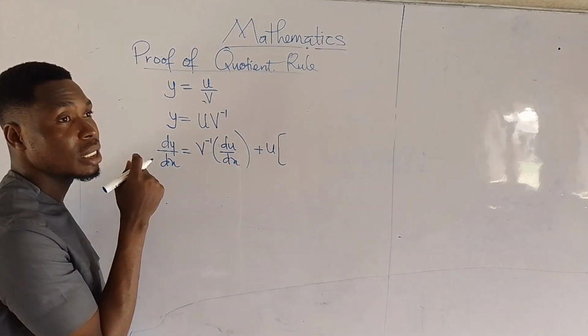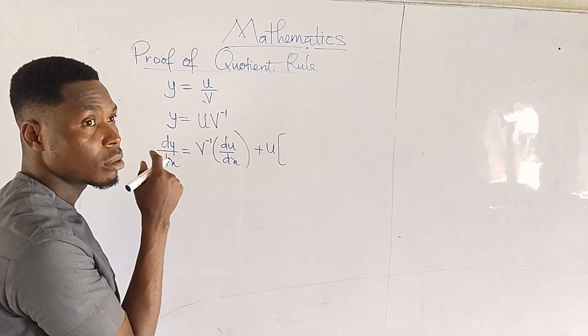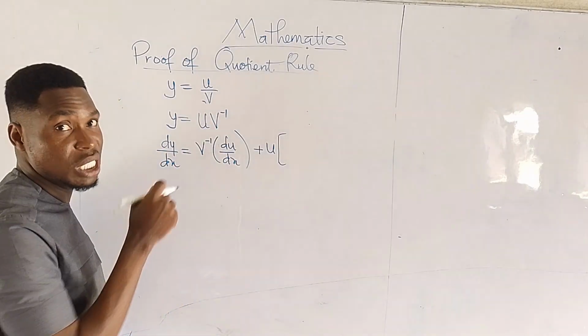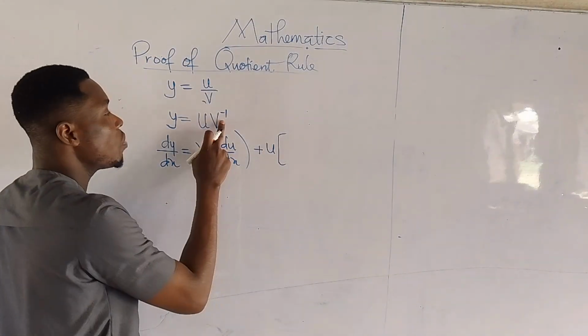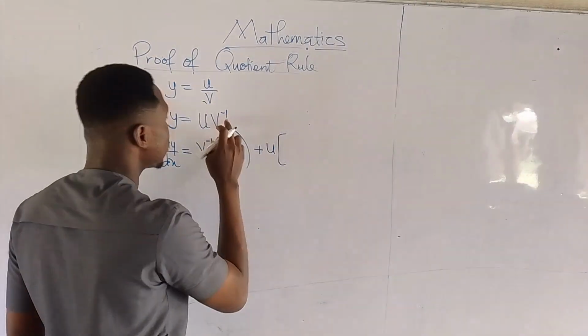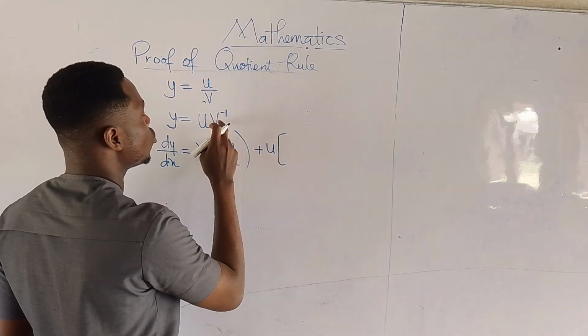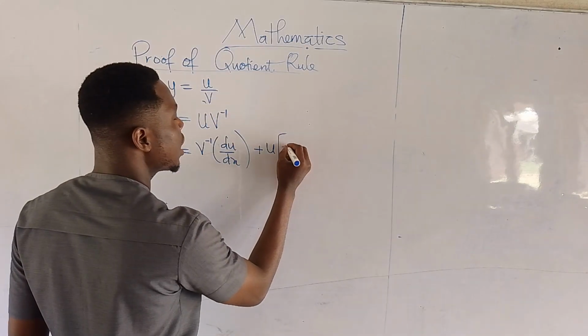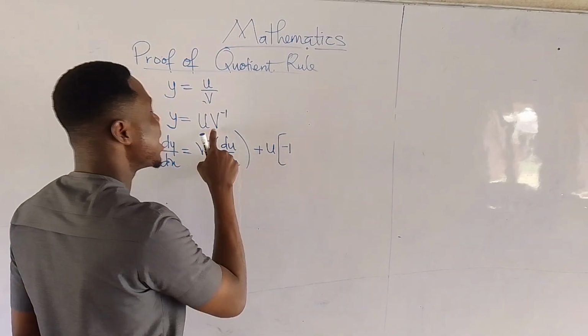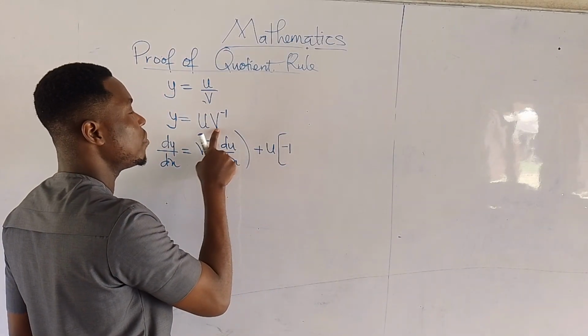You'll find how we differentiate functions using the chain rule. So when we are differentiating this function, you have to what? Drop the 1. So we have -1. We drop it. Now we differentiate the v itself.